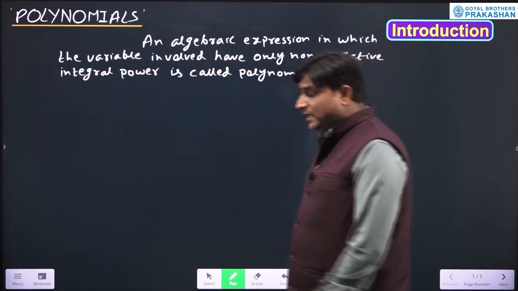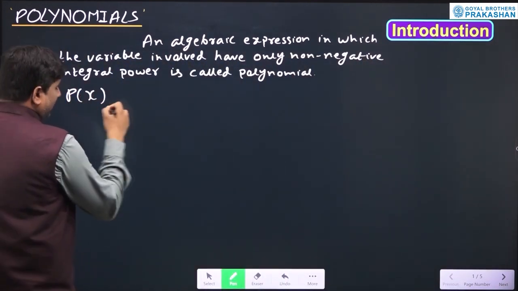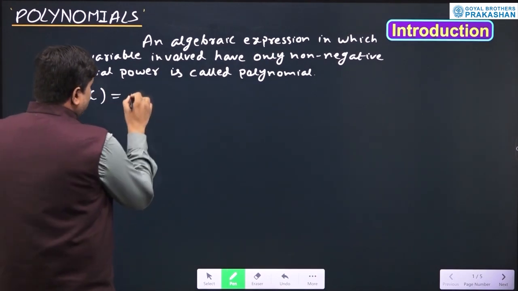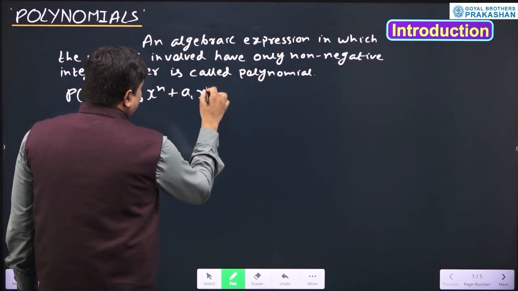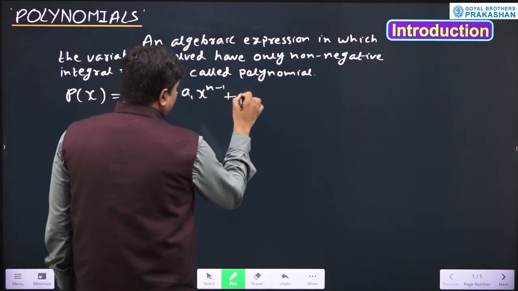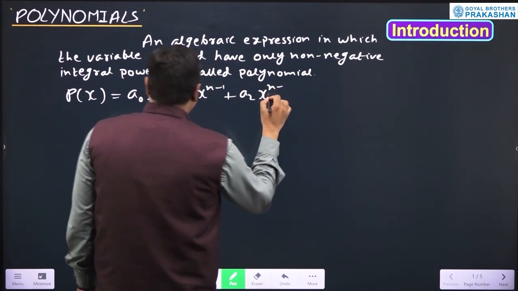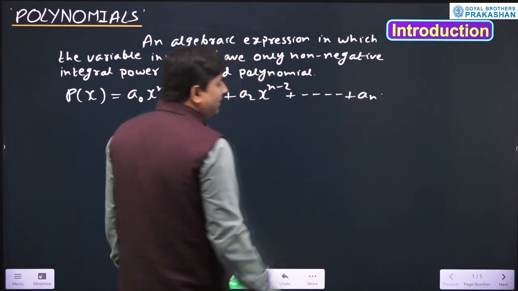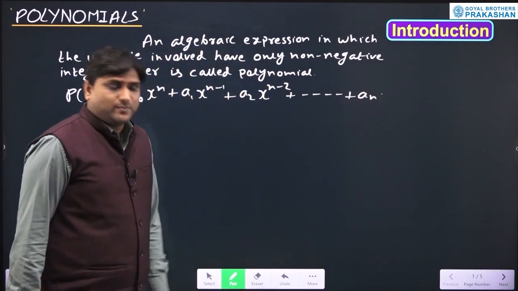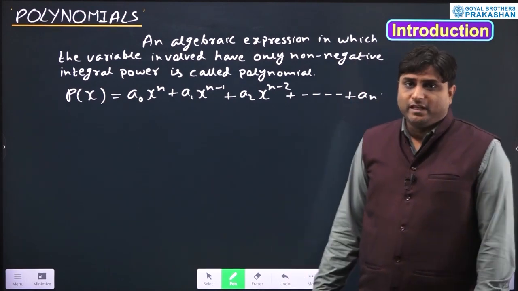Its general expression is, let me write it, then I'll explain. It is a naught x to the power n plus a1 x to the power n minus 1 plus a2 x to the power n minus 2 and so on up to a n. Its general expression is this. So basically I have written the general expression in terms of the variable x.